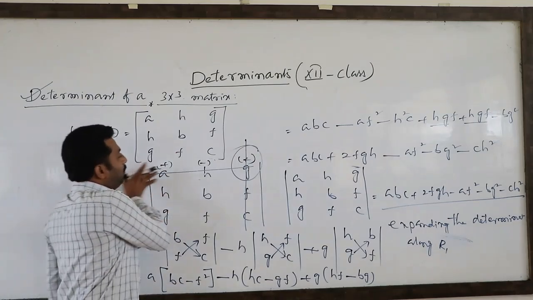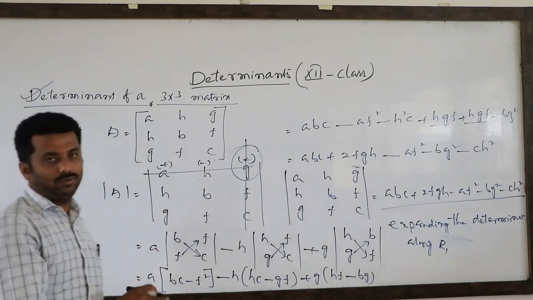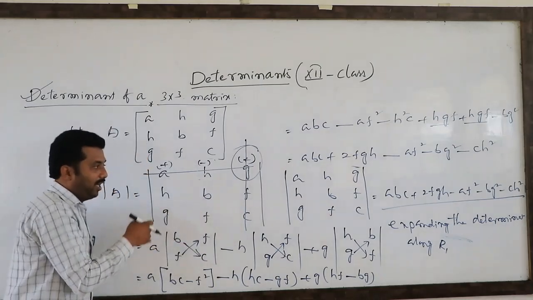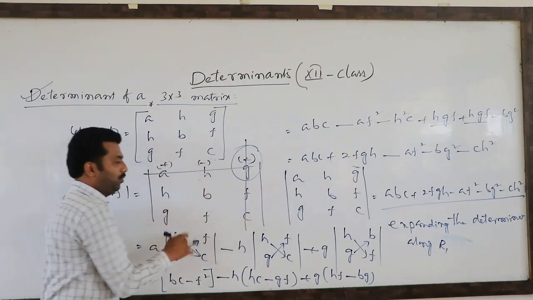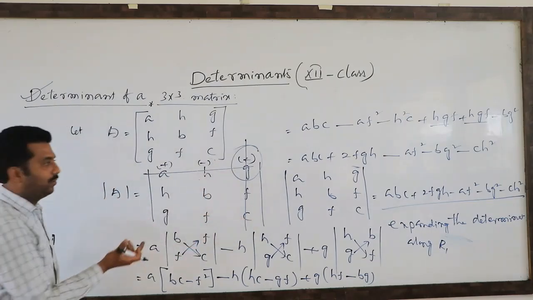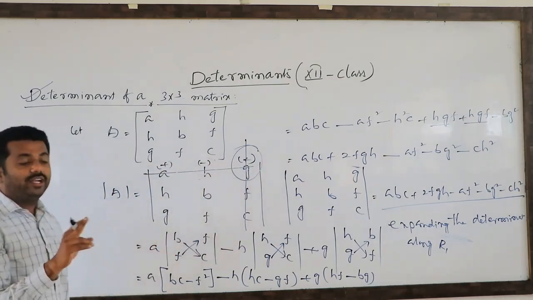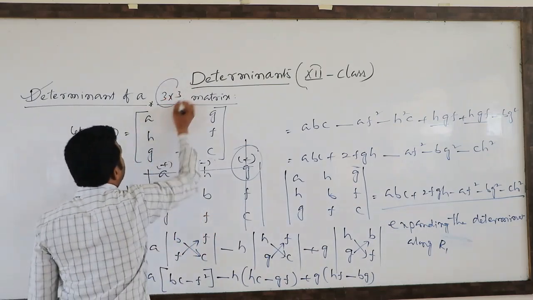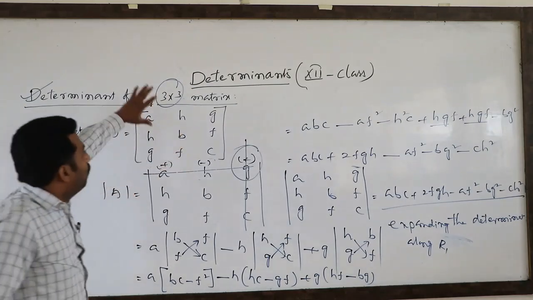So if you select the first row, that is expanding the determinant along the first row. Suppose you take these signs like the second row, you have to expand along the second row. If you put the signs like this along the third row, it means expanding the determinant along the third row. Or you can select the first column, second column, third column. So how many ways can we calculate the determinant of a 3 by 3 matrix? There are 6 possible ways.